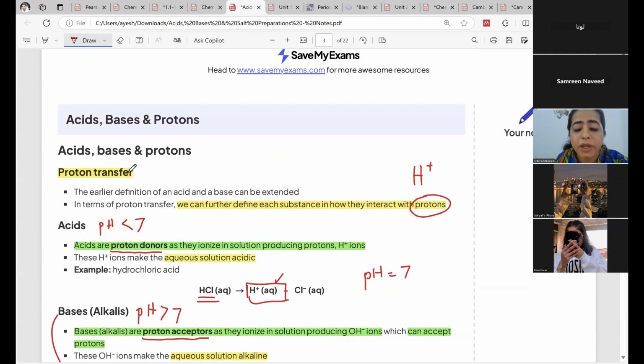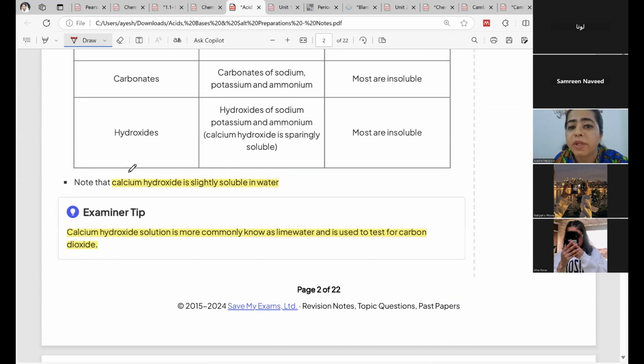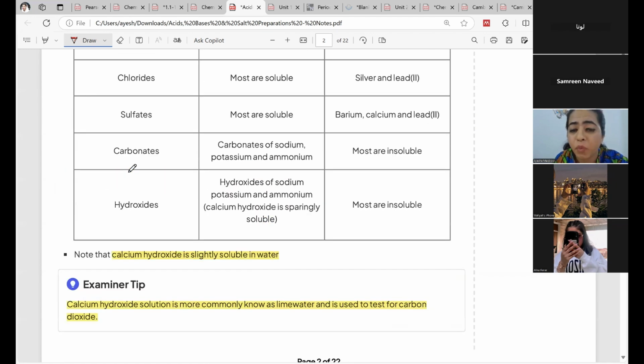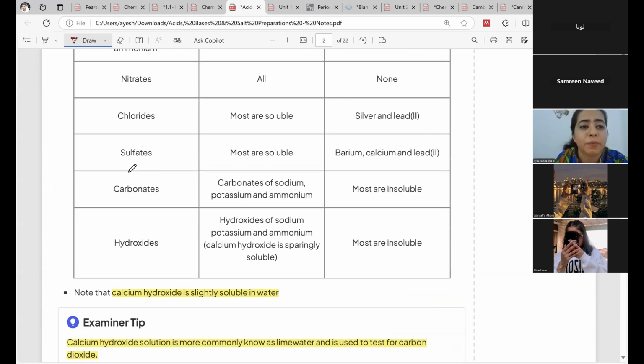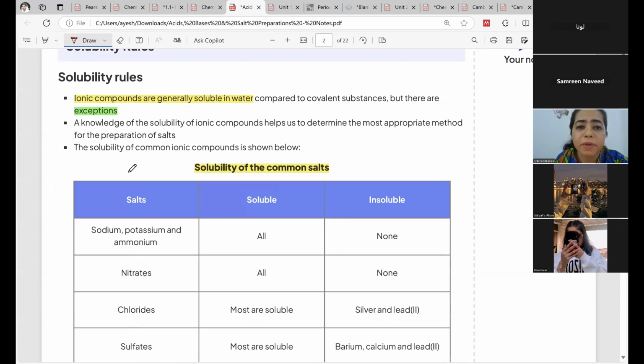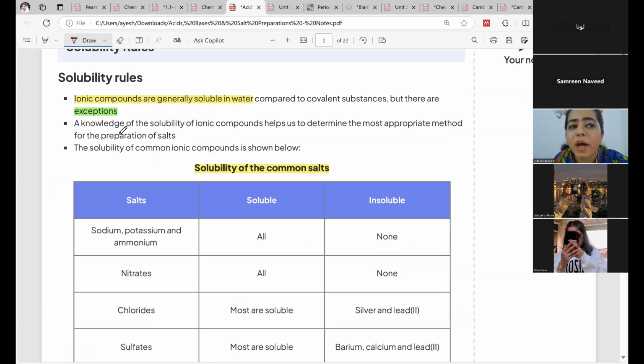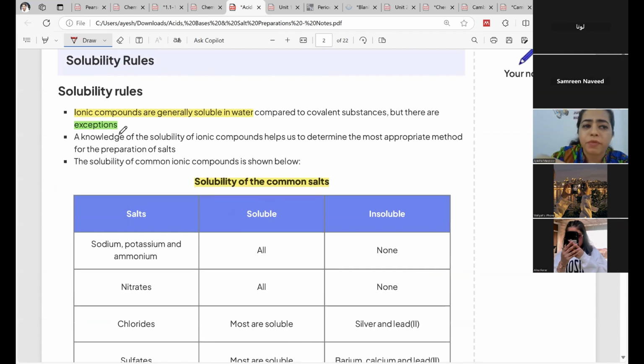Now we will go back to a table which has all the solubility rules that you have to remember word by word. Only then you will be able to make any kind of the salt. So according to the solubility rules, most of the ionic compounds, we have already done some of the ionic compounds and some of the covalent compounds as well in detail in many chapters.